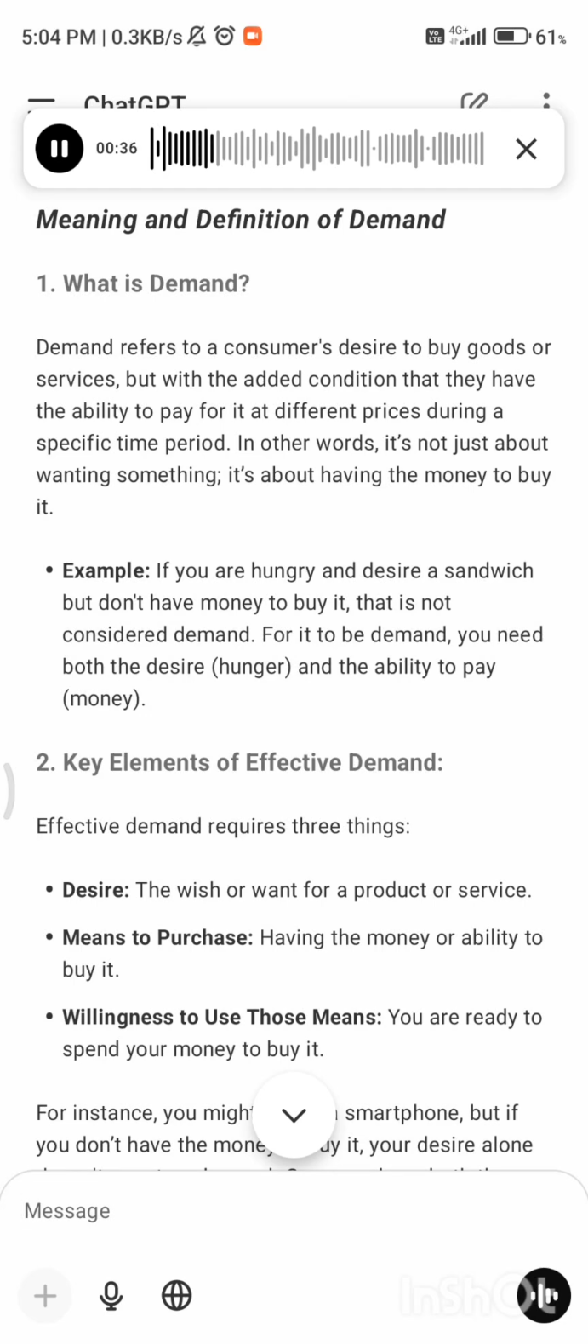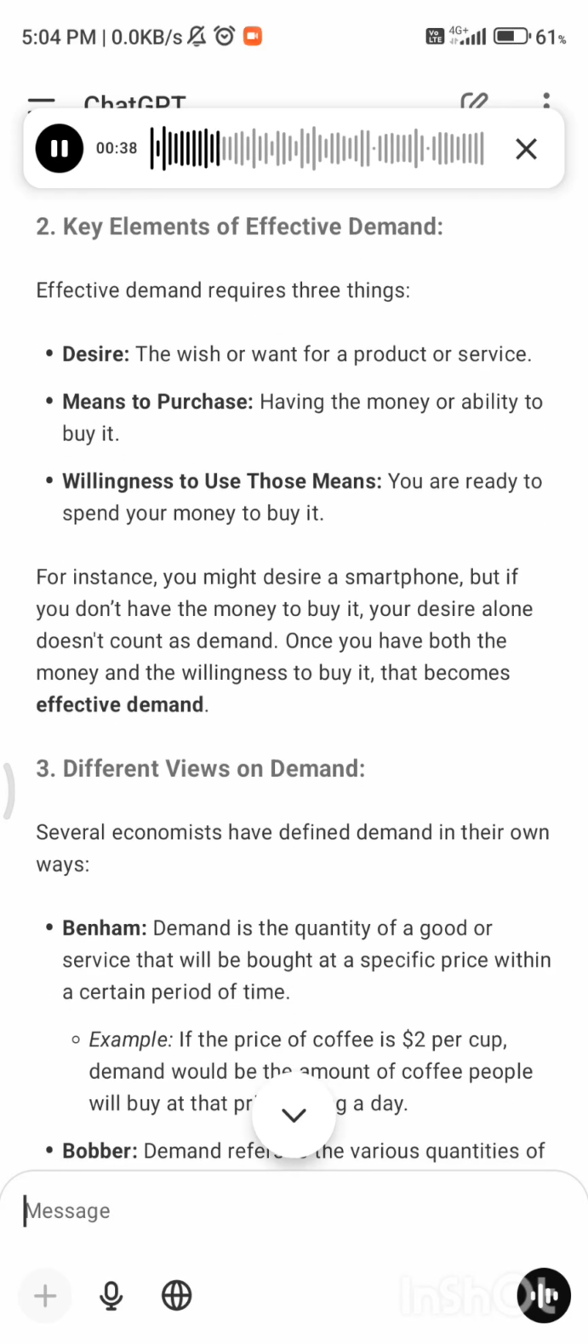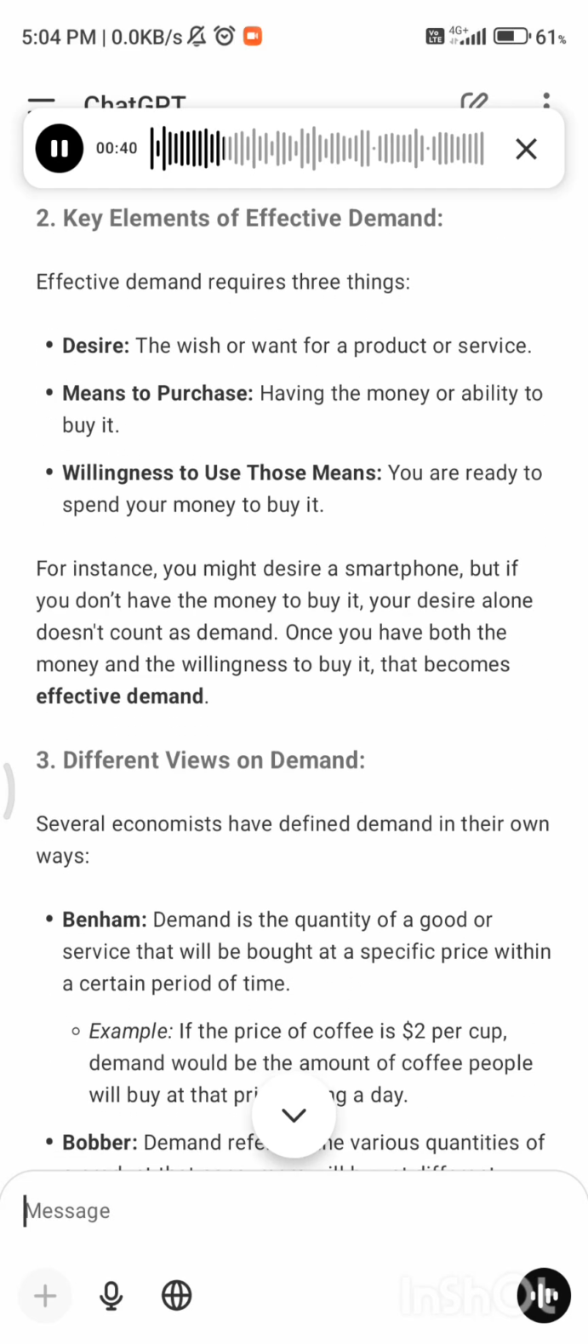2. Key elements of effective demand. Effective demand requires 3 things. Desire, the wish or want for a product or service. Means to purchase, having the money or ability to buy it. Willingness to use those means. You are ready to spend your money to buy it. For instance, you might desire a smartphone, but if you don't have the money to buy it, your desire alone doesn't count as demand. Once you have both the money and the willingness to buy it, that becomes effective demand.